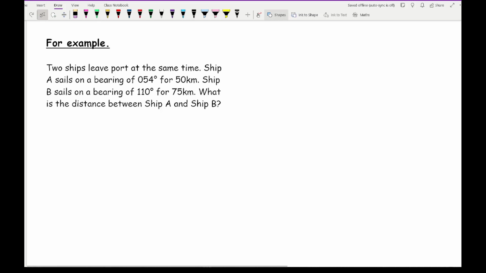So let's start by drawing a diagram that represents this. With bearings, you always want to start with a north line. So if I just draw a north line to begin with, and let's imagine that this point here is the port. Now 54 degrees is going to be somewhere, so I draw a line, and for the sake of argument, let's say that that angle there is 54 degrees. So we've got 54 degrees, and that distance is 50 kilometers.